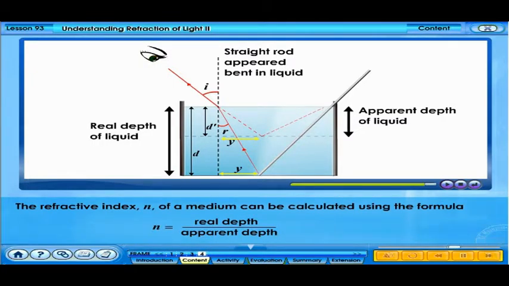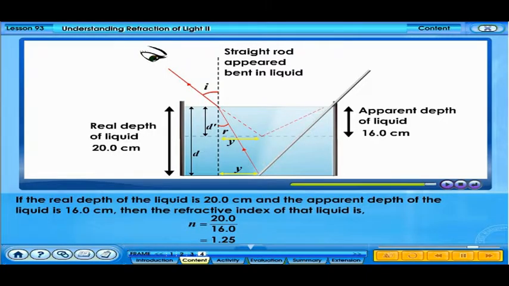The refractive index n of a medium can be calculated using the formula n equals real depth over apparent depth. If the real depth of the liquid is 20.0 centimeters and the apparent depth of the liquid is 16.0 centimeters, then the refractive index of that liquid is n equals 1.25.